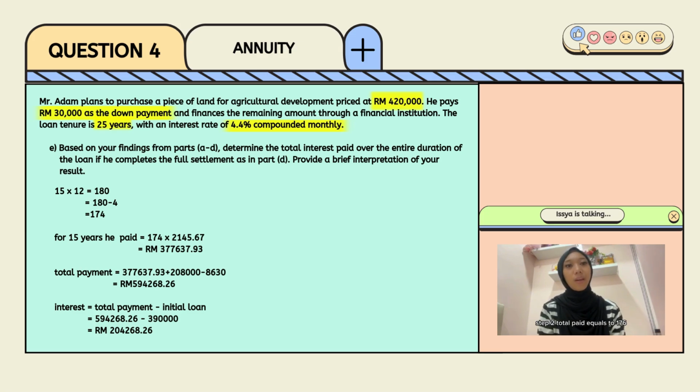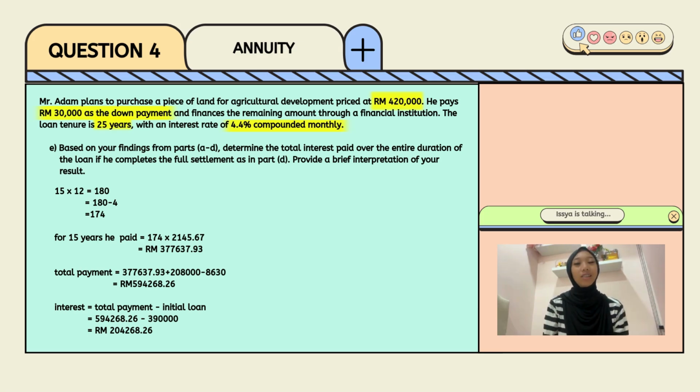Step 2, total paid equals 176 multiplied by 2,145.67 plus 8,630 from part C plus 208,000.34. Lastly, the interest equals total paid minus original loan. In this case, the interest paid over the duration is RM 204,268.26. This shows that even with early settlement, the cost of borrowing over 15 years is nearly half the original price of the land. So that's all from me.